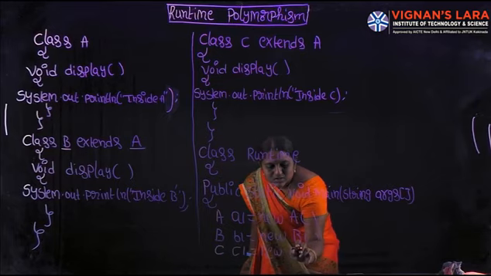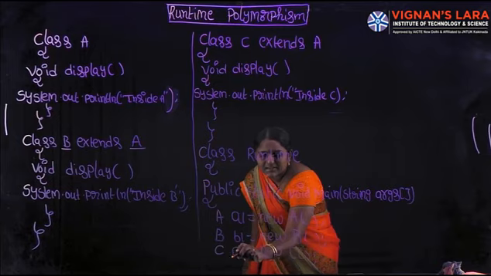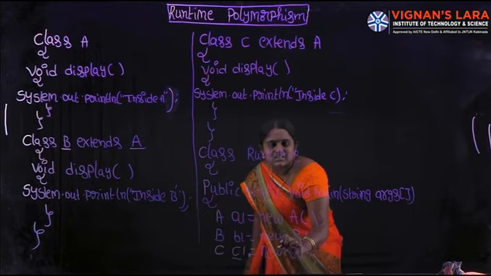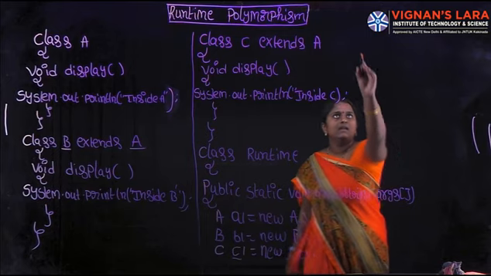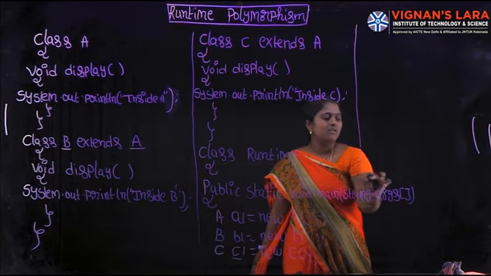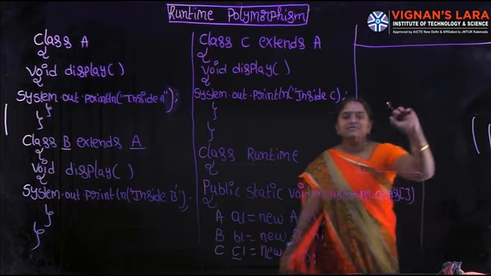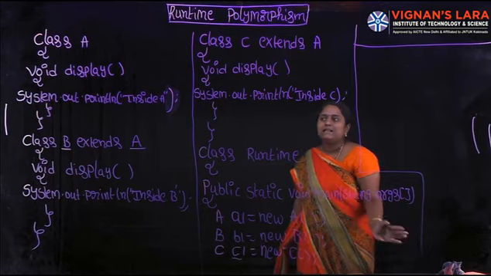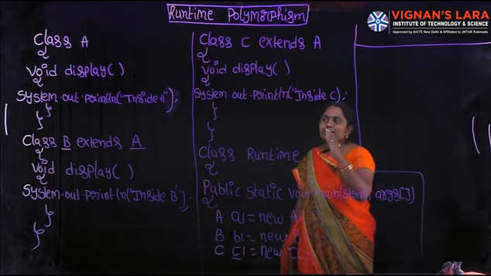In this also C is the class name. Here C1 is the reference variable of the subclass. Here new is the keyword. In this C is the constructor name. Constructor name is the same as the class name. Observe here, in this one I am creating objects of these three classes, A class, B class, C class.